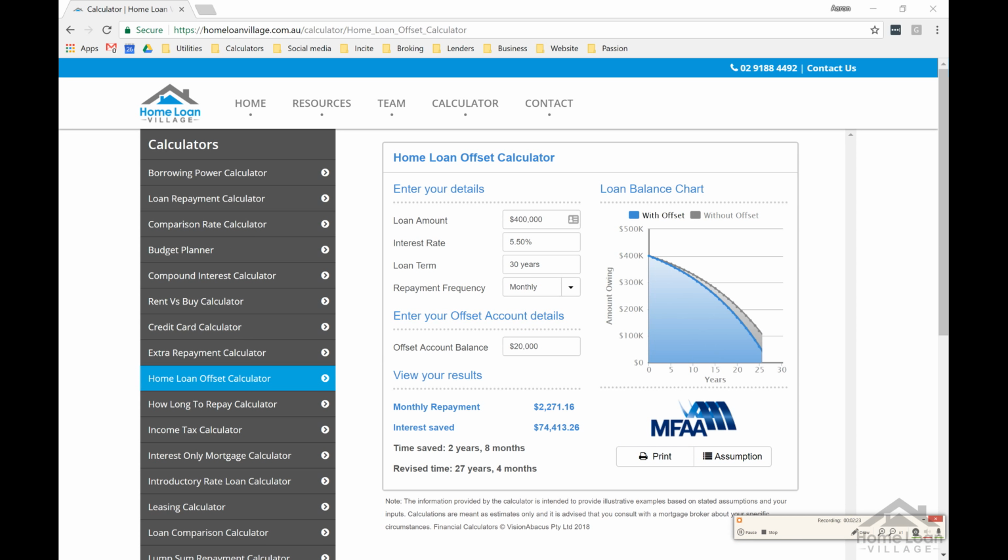Okay, well this is the long-term power of it. So let's just play with a few of those numbers. So let's put in 4% now. Now the interest saved is going to decrease quite dramatically because we're not offsetting as much interest because the interest rate is lower. So in that example now, we're saving over the course of 30 years, 42,000.